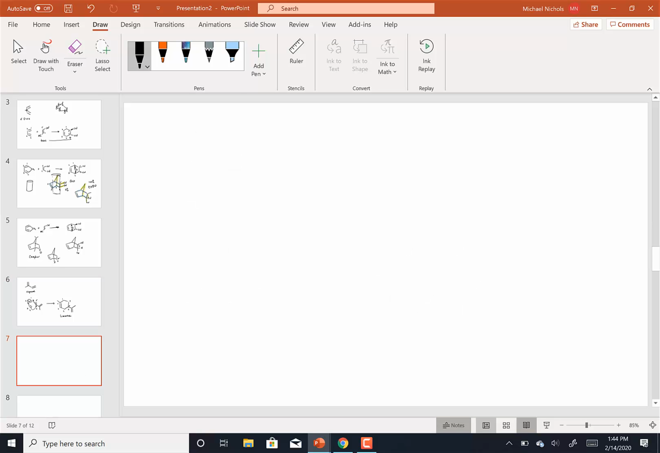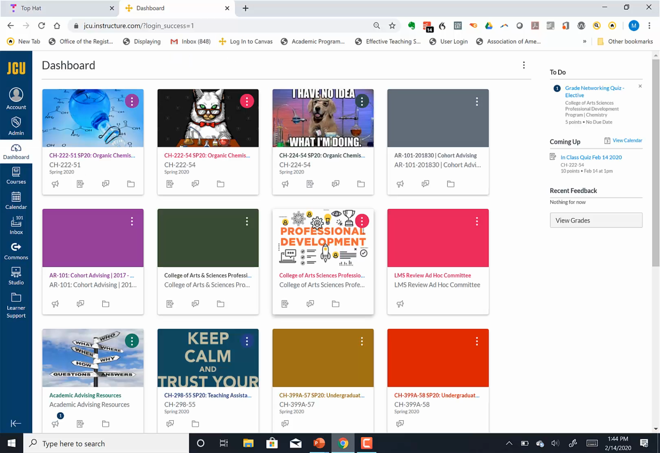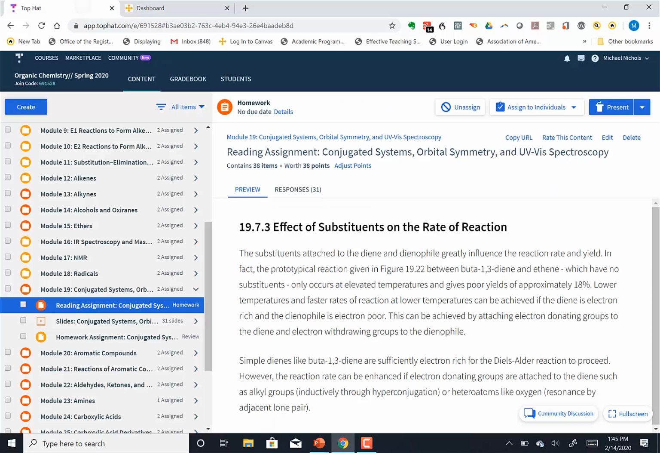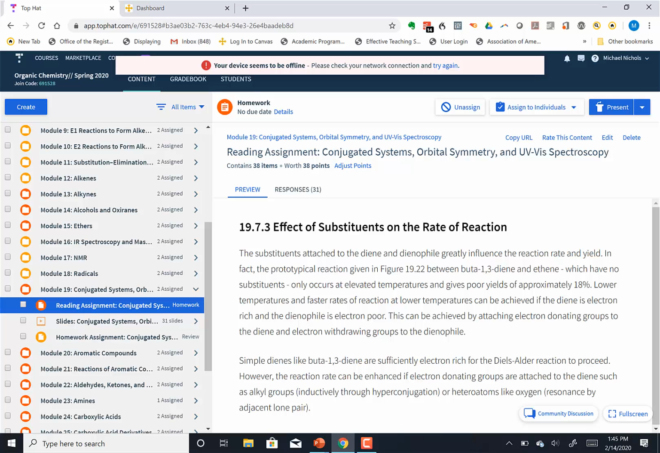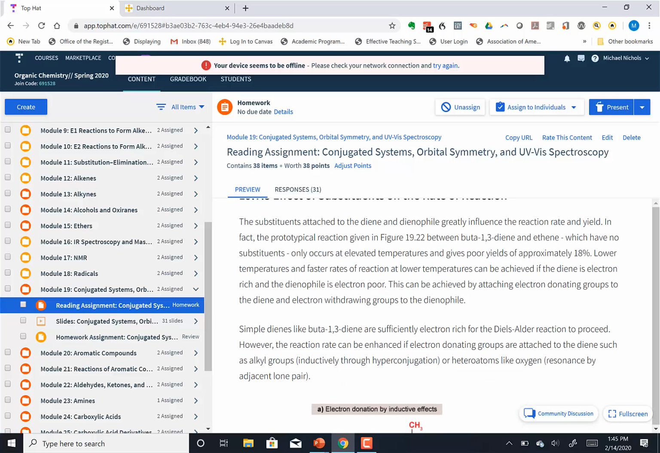All right, the last thing that we'll talk a little bit more about on Monday, in benzene ring chemistry, is the following. In your book, it says that the substituents attached to the diene and dienophile greatly influence the reaction rate and yield.